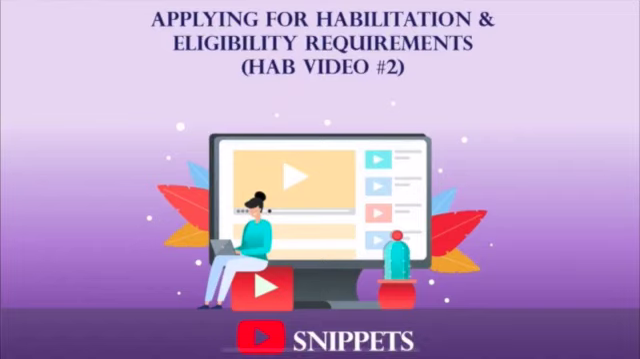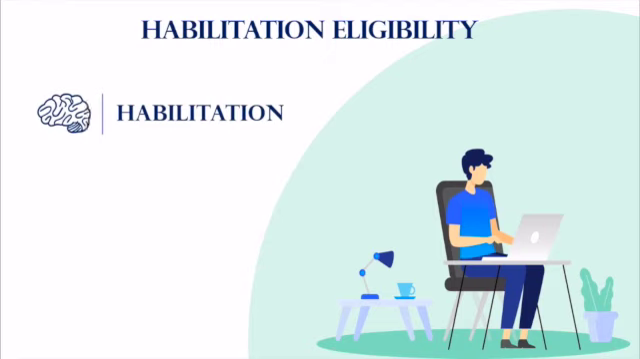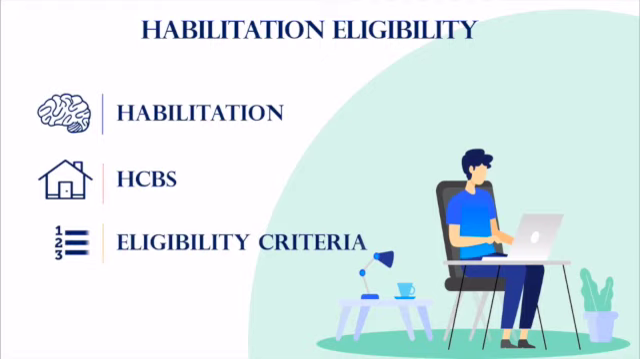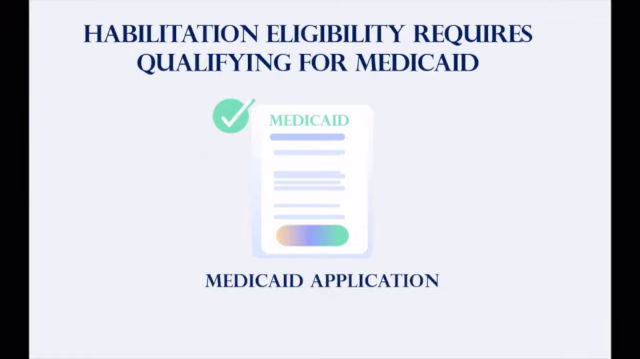Applying for habilitation and eligibility requirements. Habilitation, like with all Medicaid home and community-based programs, the person must meet certain eligibility criteria in order to qualify. First, the person must qualify for Medicaid.